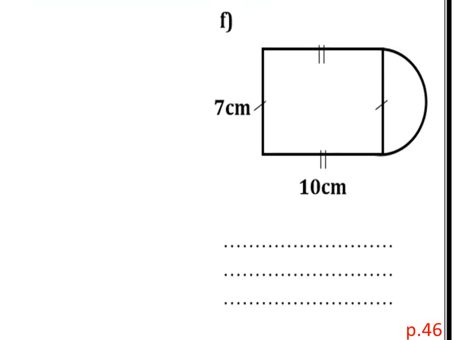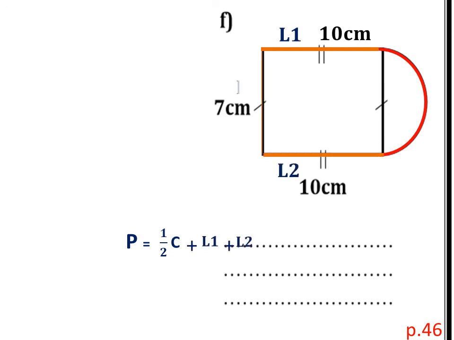And now in letter F, we have this shape. First, find the perimeter. Here we have a half circle. So P equals half C plus line 1, here 10 centimeters, and line 2, here 10 centimeters, and line 3, here 7 centimeters. And now we found the perimeter rule. Let's calculate the circumference. C equals D times pi. When we have a half circle, we are going to use the rule with D. When we have a quarter circle, we are going to use the rule with the radius. Here we have a half circle, so use D times pi.